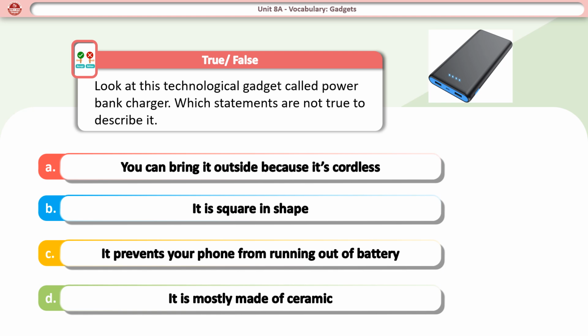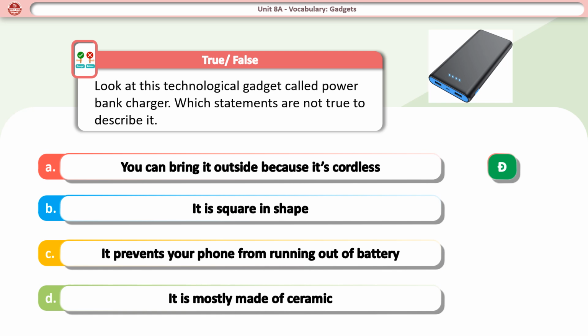Alright, and let's review the answers together. For statement A, you can bring it outside because it's cordless. This statement is true because as you can see, and I think you already know about this before, power bank chargers do have a charger, but most of the time it's cordless, so you can bring it literally anywhere that you go.